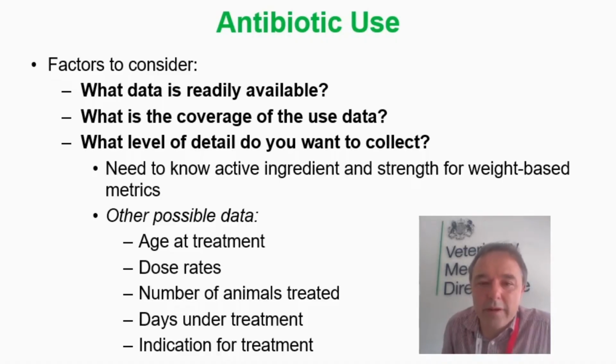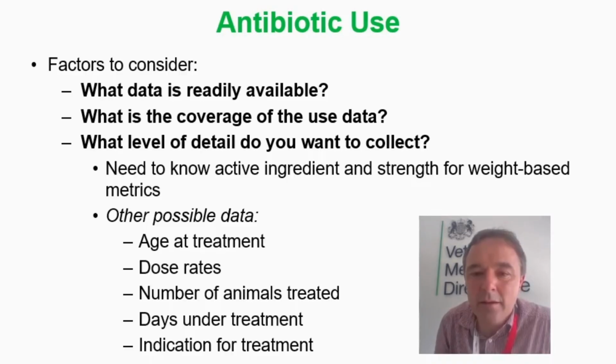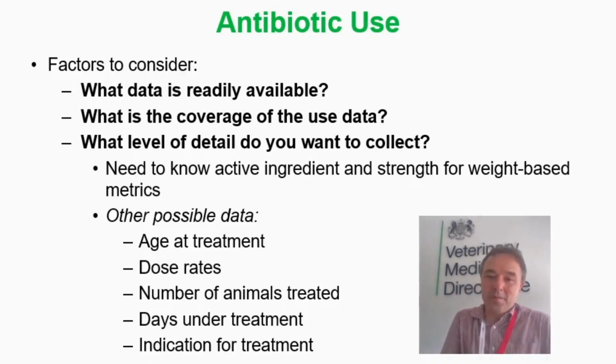So overall, when considering antibiotic use data, here are the different factors to consider. What data is readily available? Is it just that you can get volume data, or is there some more detailed data that you might be able to get, which I'll talk about next? What's the coverage of the use data? Are you trying to get every single farm? Are you just trying to get a small number of farms?